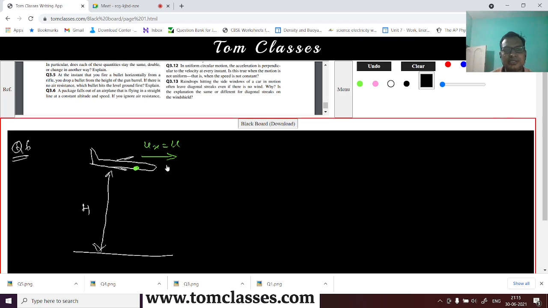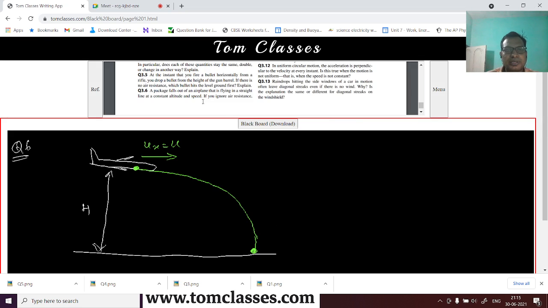So the object is dropped. Now the moment it was in contact with the aeroplane, it had the same velocity as the plane, due to inertia. Now this packet will come like this. If there is no air resistance, it is going to fall somewhere here. So it is like this, if you ignore the air resistance, that's what he says.